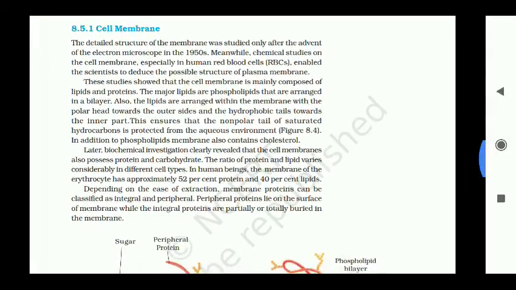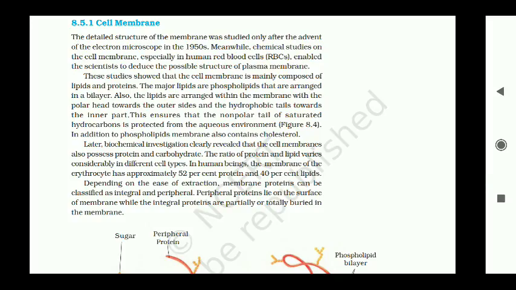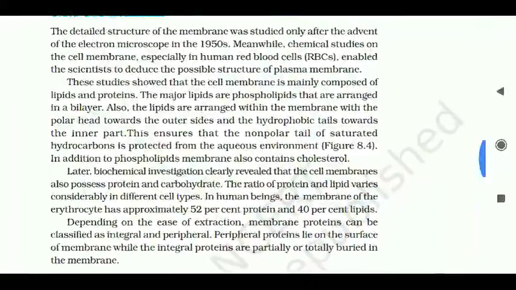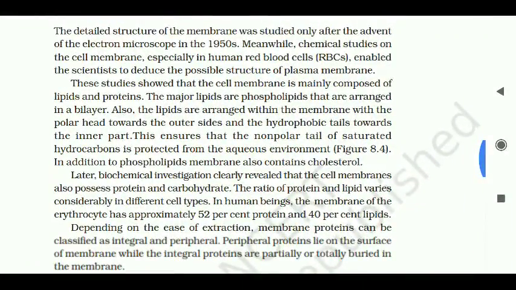8.5.1 Cell membrane. The detailed structure of the membrane was studied only after the advent of the electron microscope in the 1950s. Meanwhile, the chemical studies on the cell membrane, especially in human red blood cells (RBCs), enabled the scientists to deduce the possible structure of plasma membrane. These studies showed that the cell membrane is mainly composed of lipids and proteins. The major lipids are phospholipids that are arranged in a bilayer.